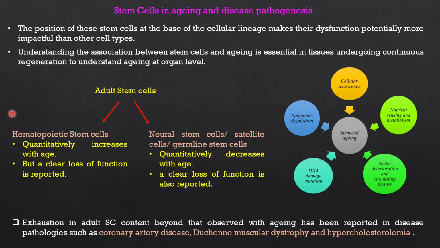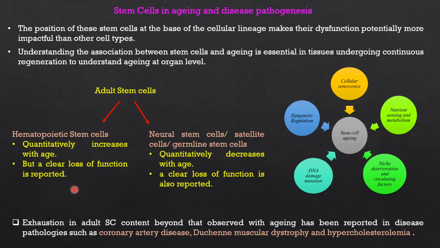For example, if we take the hematopoietic stem cells, the stem cells of the blood, the hematopoietic system, they quantitatively increase with age. But when we inspect the function, there's a clear loss of function. They're not as efficient as the younger stem cells functioning in the hematopoietic system. Now coming to the neural stem cells, satellite cells, the muscle stem cells, and the germline cells, with aging they decrease. They don't increase like hematopoietic stem cells, and their potency or function is also going down. So there's a clear loss of function.